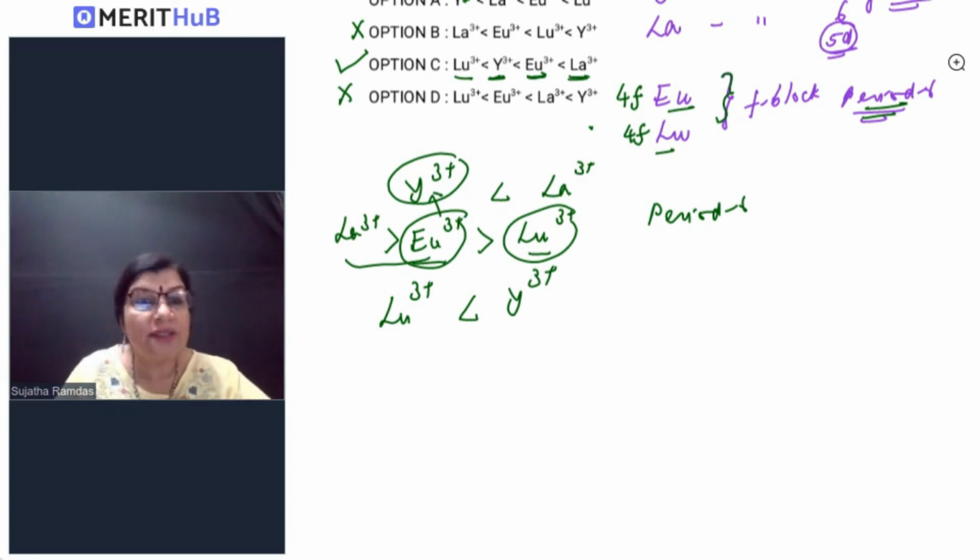So the most important discussion here is about the lanthanide contraction and also the imperfect shielding of the f electrons. All right. So these were two questions from d and f block elements.